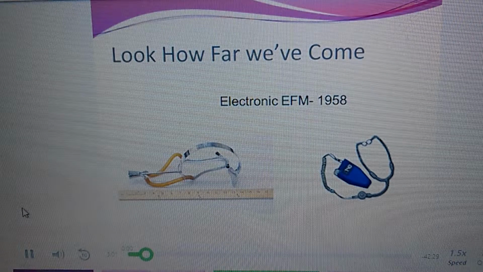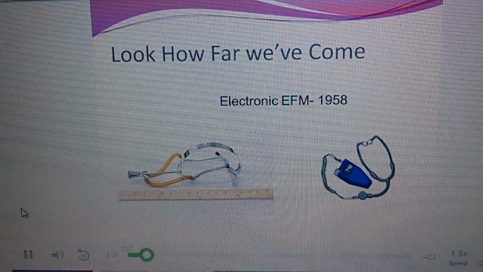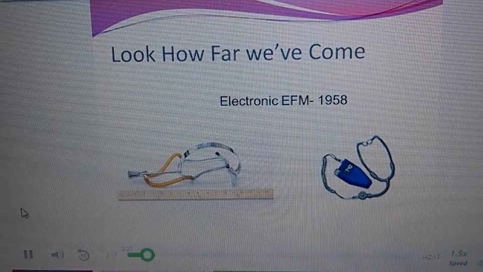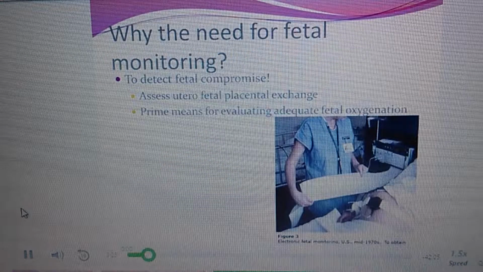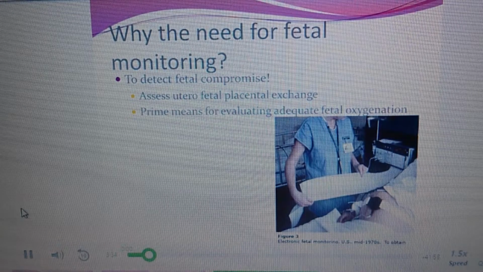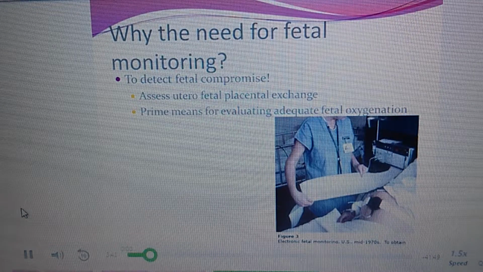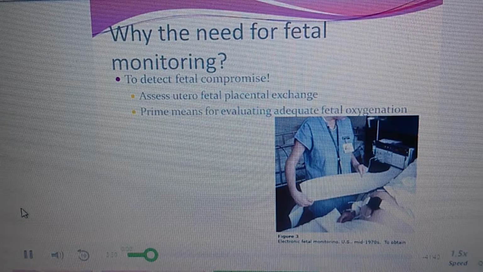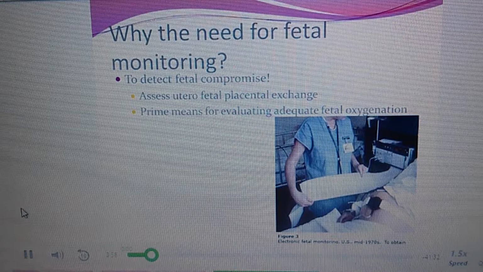Electronic fetal monitoring is fairly new. It's only been around since the late 50s. Before that, we were using the fetoscope and the Doppler, and those were our means of knowing that a baby's heart was still beating, and that was all we knew with that. With the electronic fetal monitoring, we're able to learn whether or not a fetus is compromised or not. We're able to assess fetal placental exchange. We're able to know whether or not a fetus is being oxygenated properly. So the fetal monitoring system developed the ability for us to really see whether or not this baby was being oxygenated properly, whether the placenta was working well with the uterus, and these things told us we were working with a baby that was compromised or a baby that was doing well.